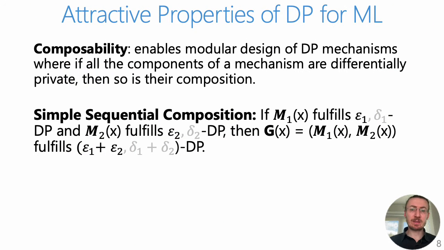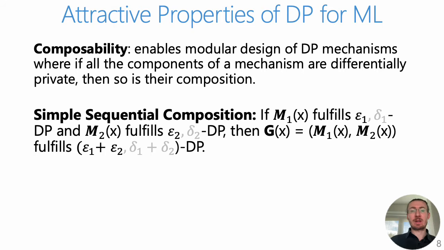So, differential privacy has several properties. We'll touch here upon four that make it particularly useful in applications of ML that have to protect privacy. The first property is composability, which enables modular design of mechanisms. If all the components of a mechanism are differentially private, then so is their composition. In the last lecture, we also discussed simple composition, where we, for example, have two mechanisms, M1 and M2, and then we can easily combine them by computing the privacy leakage as being epsilon1 plus epsilon2, incurred from these two mechanisms separately.